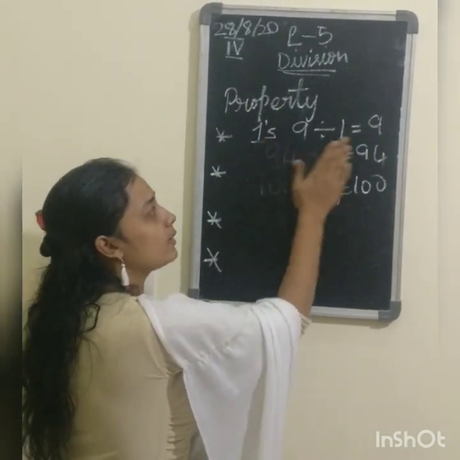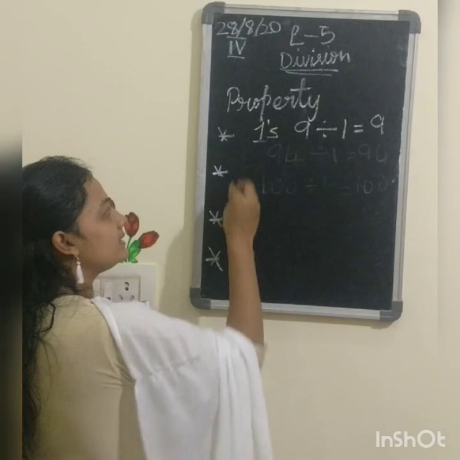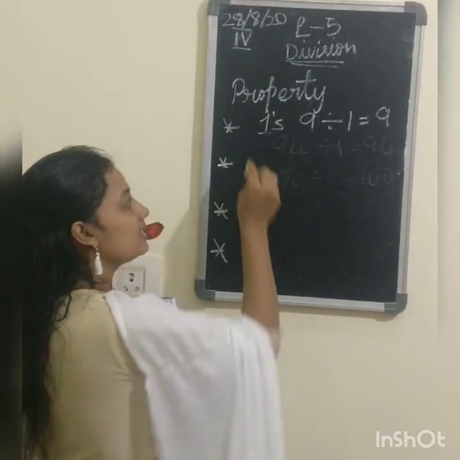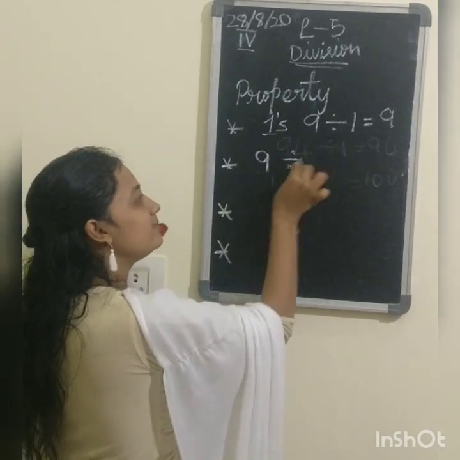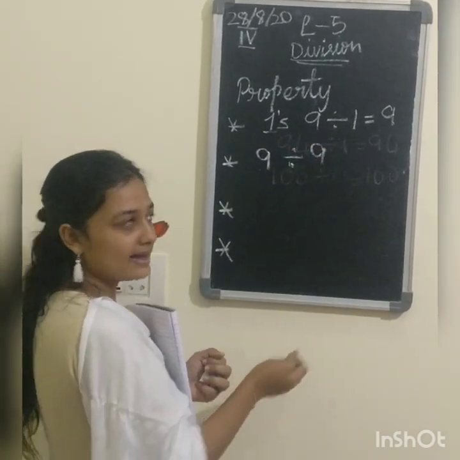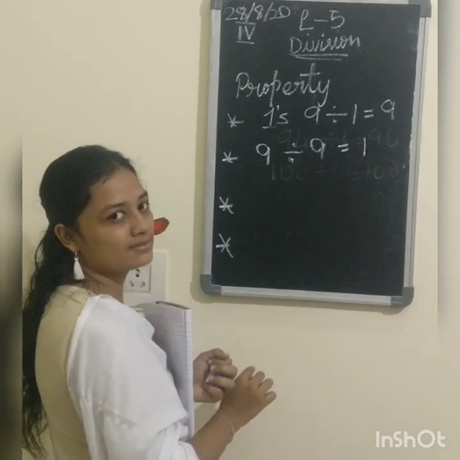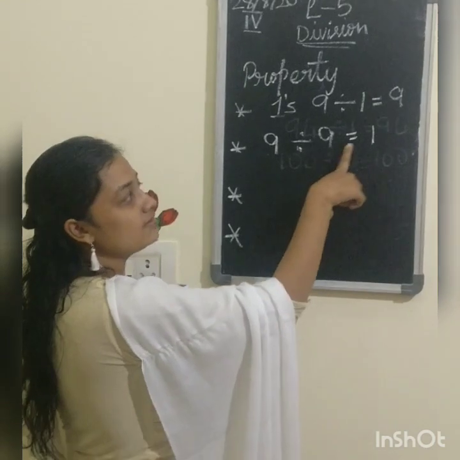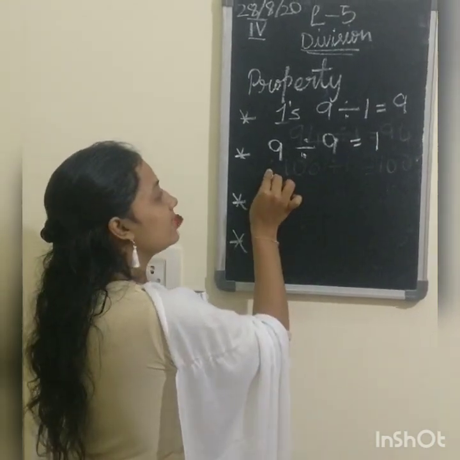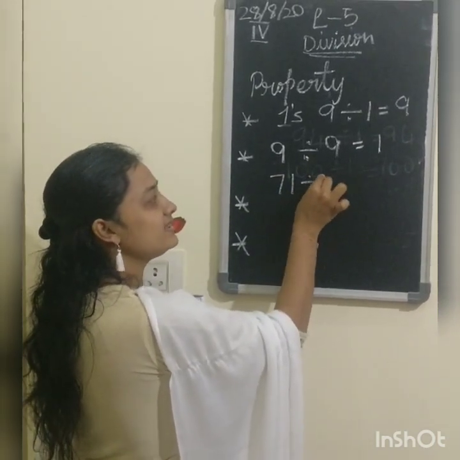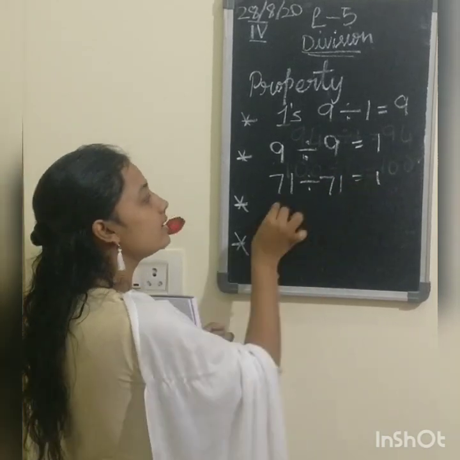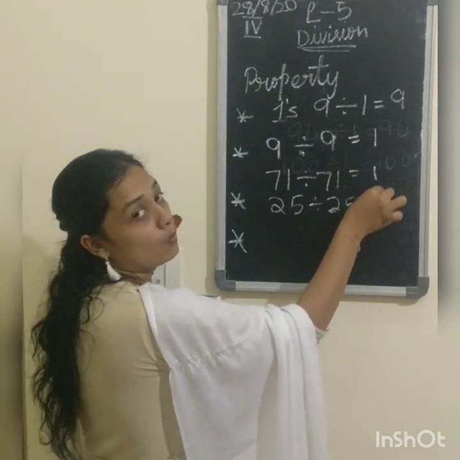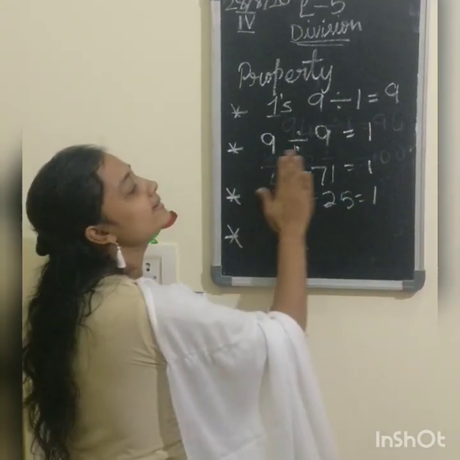Now the second property, same numbers, like 9 divided by 9. What is the answer I get? It is 1. So any two numbers which are the same, when we divide them, we get the answer 1. Example, 71 divided by 71 is 1. 25 divided by 25 is 1 again. This is my second property.